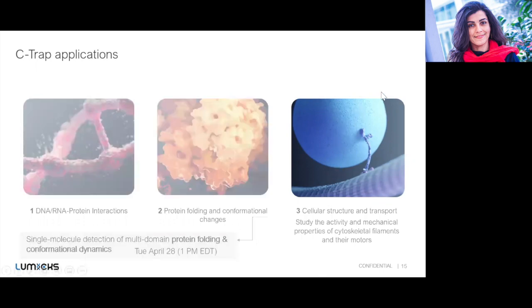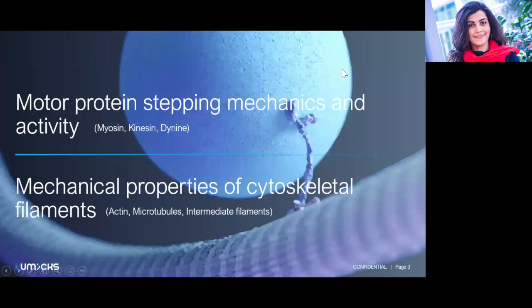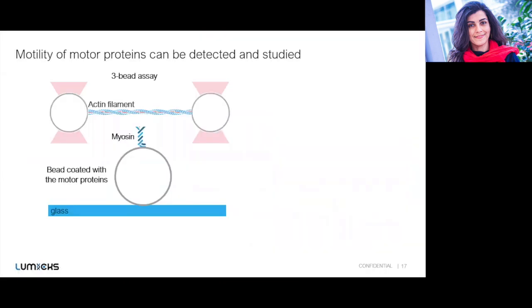But today we want to talk about the applications of C-trap in studying cytoskeletal filaments and their motors. First, I will give you some examples of how C-trap can be used to study the activity of motor proteins, and how it can be used, for example, to study mechanical properties of cytoskeletal filaments. C-trap can be used to study the motility of motor proteins.